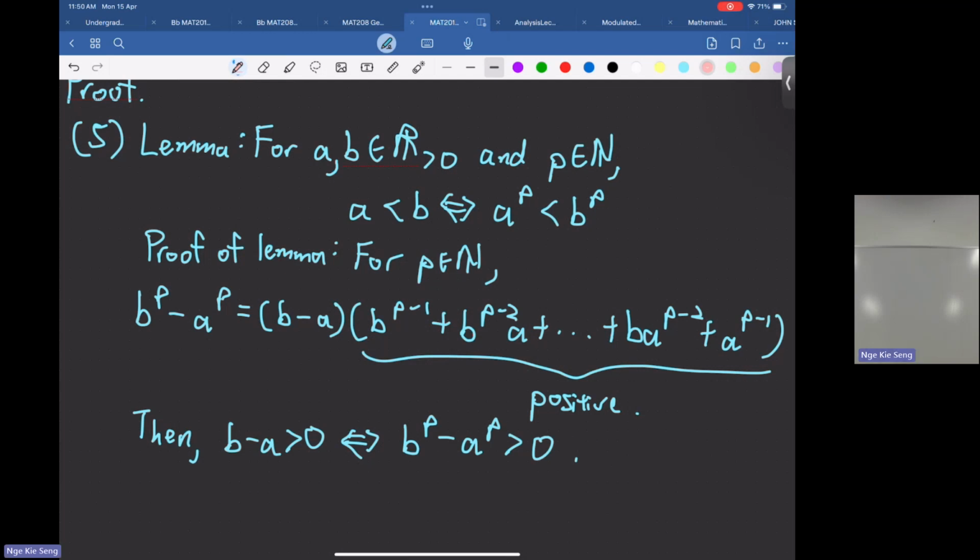How should I prove this? B greater than A means what? I have more money than you, right? So my difference is positive. So I need to prove that. Actually we prove if and only if here. So let's study what is B^P minus A^P. If we want B^P greater than A^P, it means B^P minus A^P has to be greater than 0. Good. But what is B^P minus A^P?